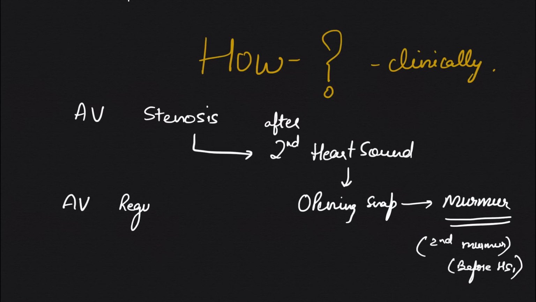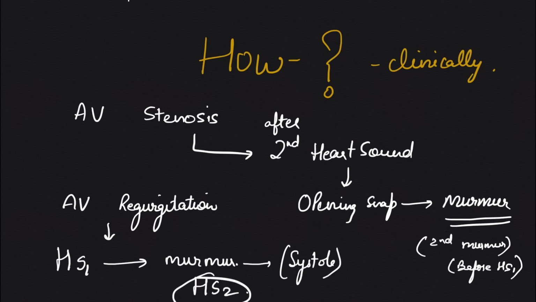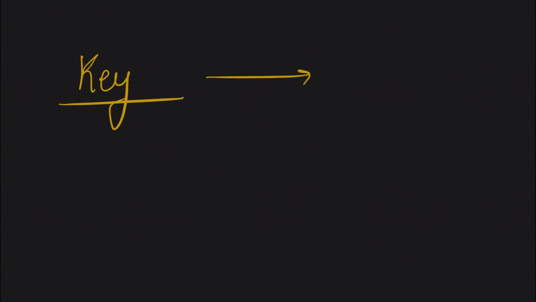Then in cases of regurgitation, we will get a murmur which will be there after the first heart sound. So in stenosis we are getting a murmur after the second heart sound. In regurgitation of AV valves we are getting a murmur after the first heart sound. Now this murmur will stay throughout the systole. So the murmur of the stenosis is in the diastole and the murmur of the regurgitation is during the systole. Now during the systole means from first heart sound till the second heart sound. It will be there throughout.